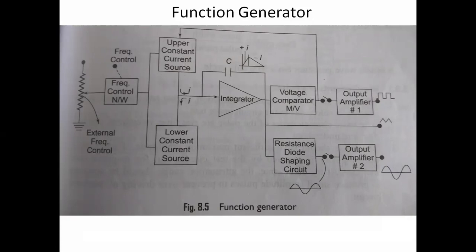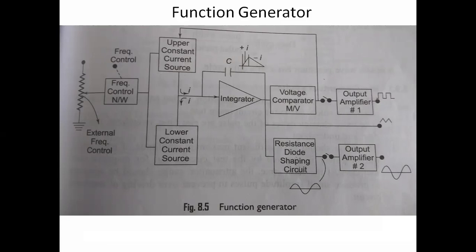So here the main feature of this function generator is that we have three outputs: square wave, triangular wave, and the sinusoidal wave. In some generators we get only a single output at a time, but in the function generator, we can get all three output signals at the same time. That is the main feature of this function generator.